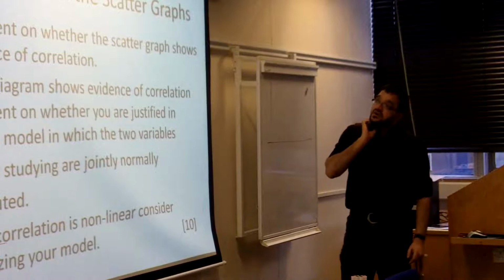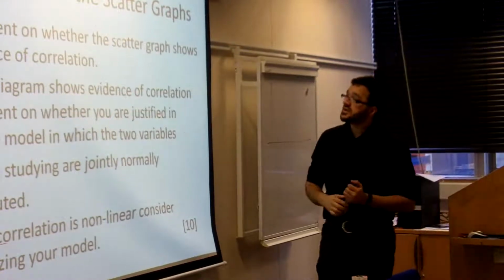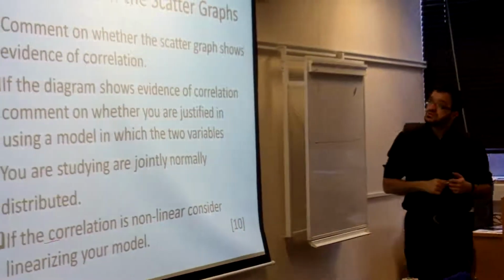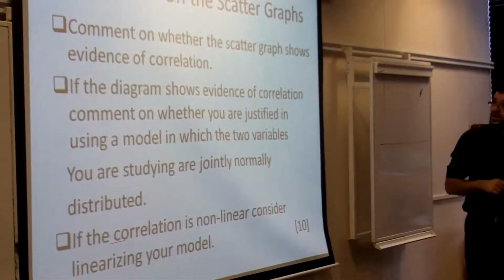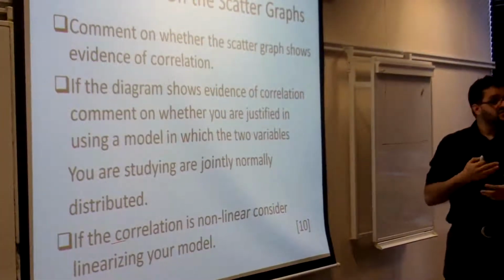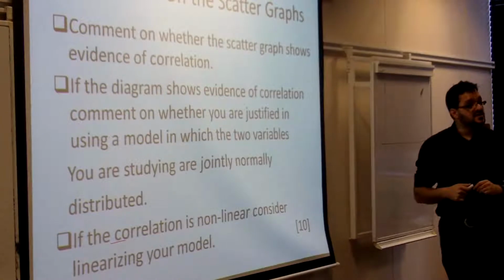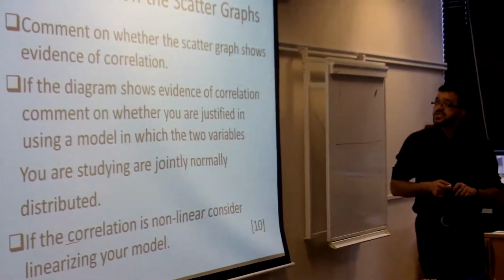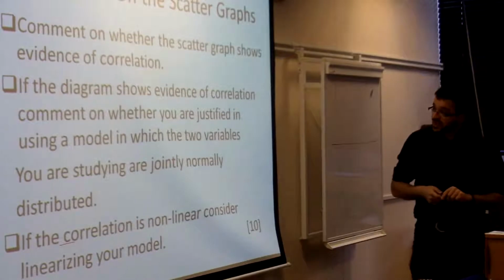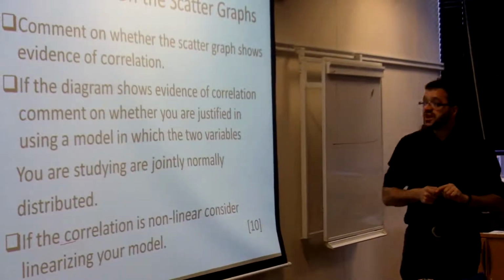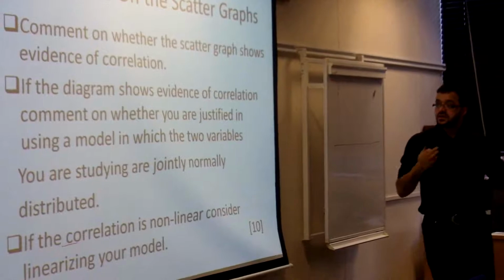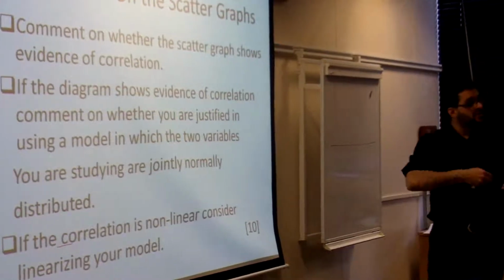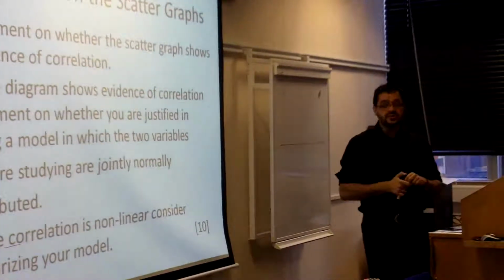Right, then you need to comment on the scatter graphs that are produced. Comment on whether the graph shows there is evidence of correlation. Is it linear correlation? If the diagram shows evidence of correlation, comment on whether you are justified in using a model with two variables. So you're going to make a comment, is it jointly normally distributed?